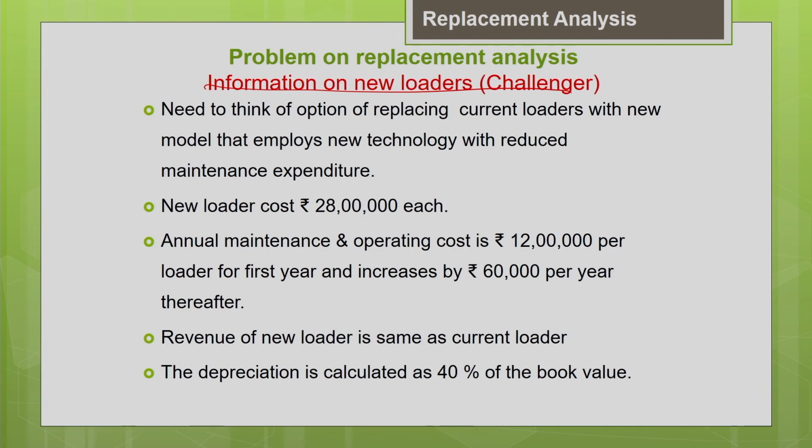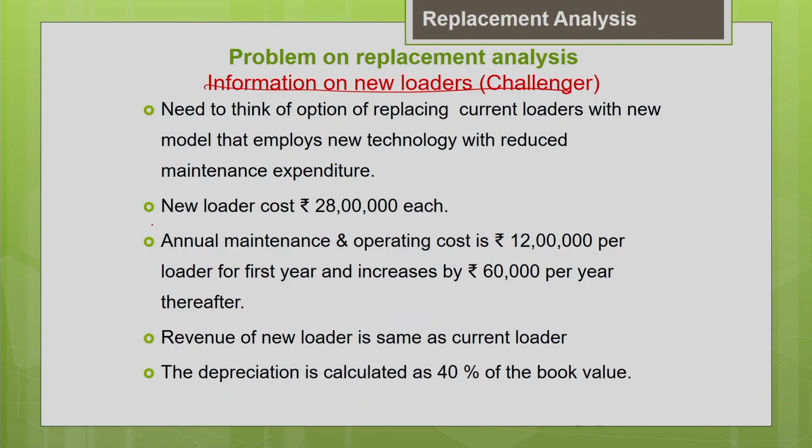Your operating cost will get reduced. So, we are thinking of replacing our old loader with this new loader. The cost of the new loader is given as 28 lakh. The annual maintenance and operating cost is the same as the old loader. You can see 12 lakh per loader for the first year, but the difference is the increase is only 60,000 per year thereafter.